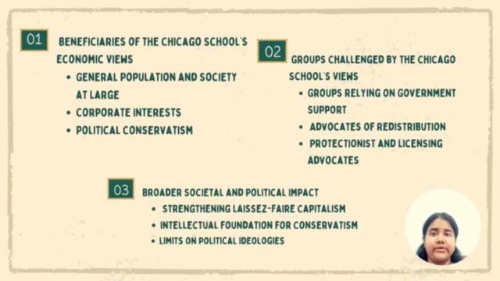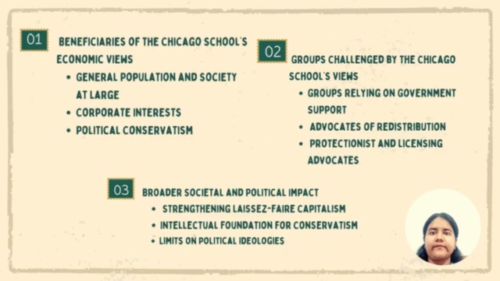Next, government employees. Unions and professional groups representing government workers often resist Chicago-style economics because it promotes smaller government and reduced regulatory scope. Third is the subsidized industries. Sectors dependent on government aid, such as firms seeking bailouts, lose support under the Chicago framework, which views such interventions as market distortions.